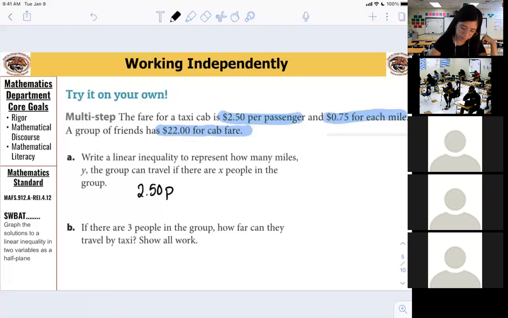Plus 0.75 M is my variable for miles. Greater than or equal to $22. You said greater than or equal to, but when you sent me your answer, you had it correct. So is it going to be greater than or equal to, or is it going to be less than or equal to?